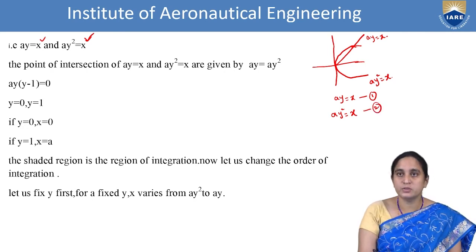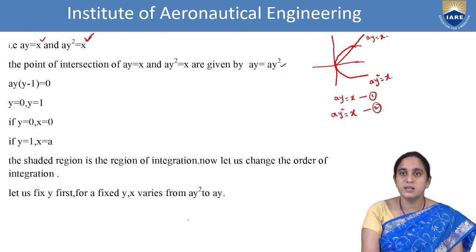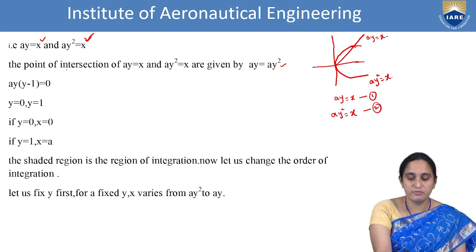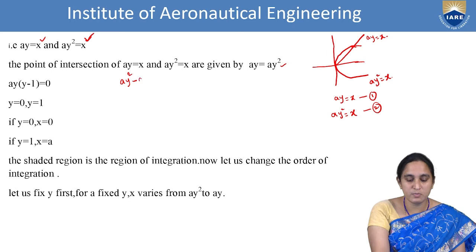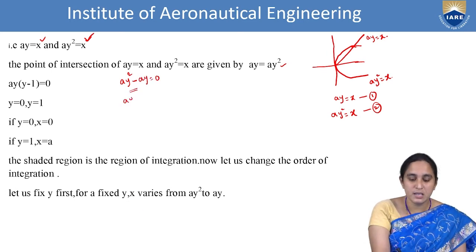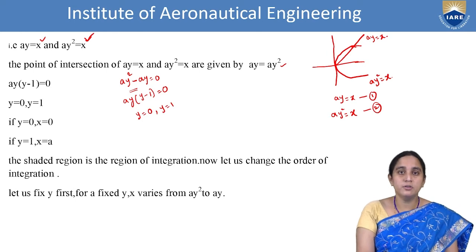Equating both. Why? Because in these two, x is in terms of y. That means I'll equate both, that is y is equal to y square. From that, y square minus y is equal to 0. What is common here? y is common. From that, y(y minus 1) is equal to 0. That is, y is equal to 0 and y is equal to 1.